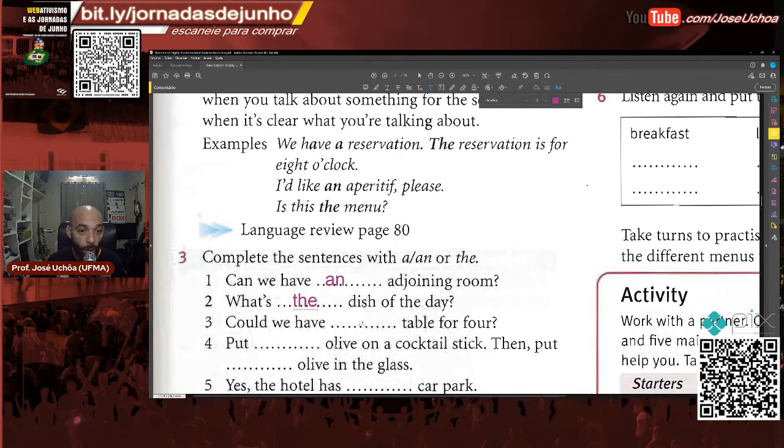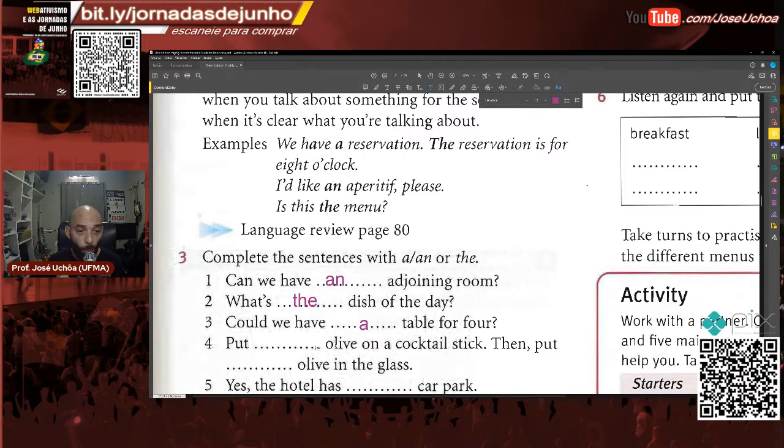I want just a table for four. And now, why a and not an? Because the word table starts with a consonant sound, okay?